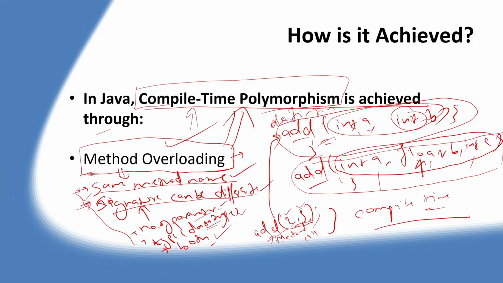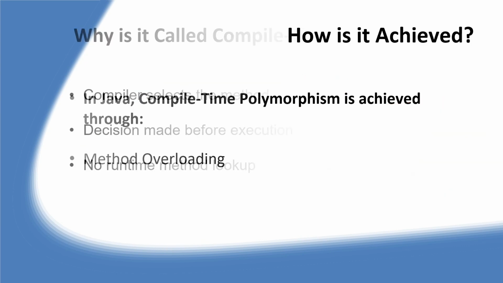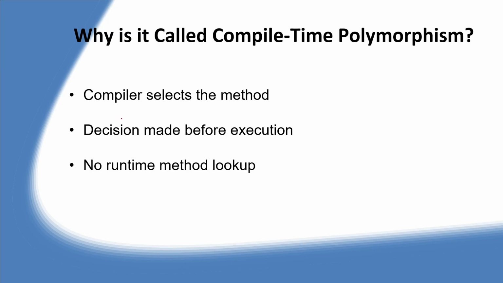Now, why is it called compile time polymorphism? We have seen it's called compile time polymorphism because the compiler determines which overloaded method to invoke during compilation. We have seen it with the example. So there is no need to decide at runtime. Everything is happening during compile time, making the execution slightly faster.